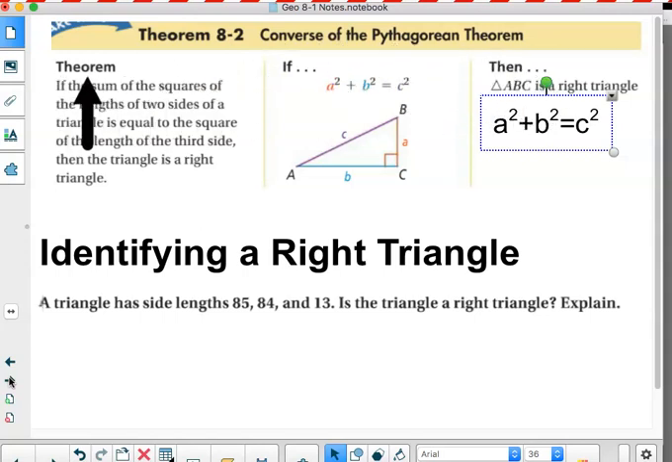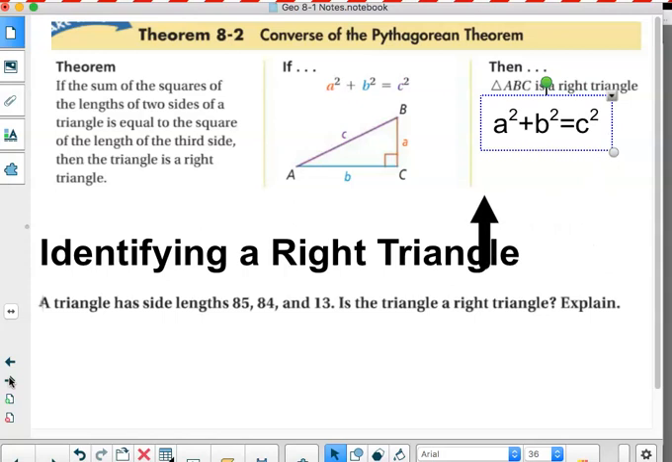Theorem: if the sum of the squares of the lengths of two sides of a triangle is equal to the square of the length of the third side, then the triangle is a right triangle. If I'm given three measures, the smallest two measures squared, if they equal the largest measure squared, then it's going to be a right triangle. We're saying it works in the Pythagorean theorem. It's a right triangle, where the smaller two squared equal the hypotenuse, so the largest side, squared.